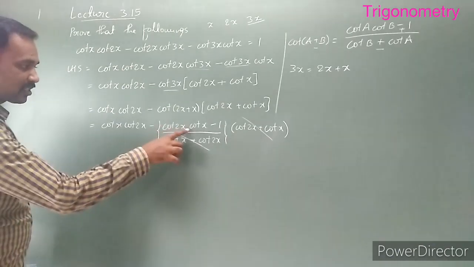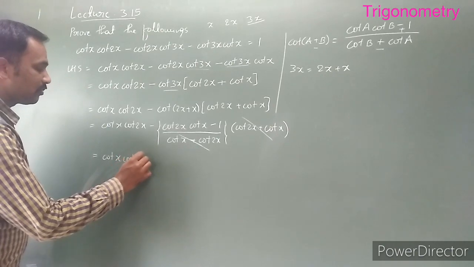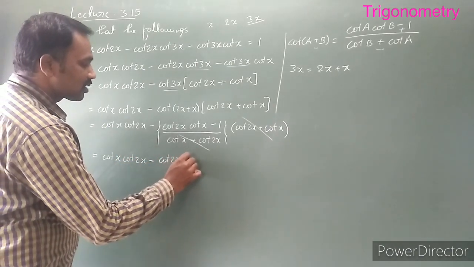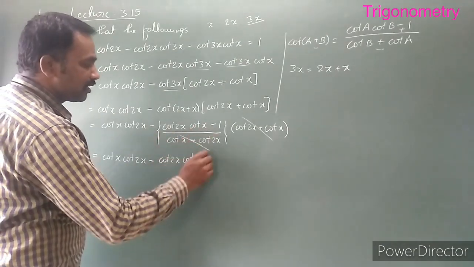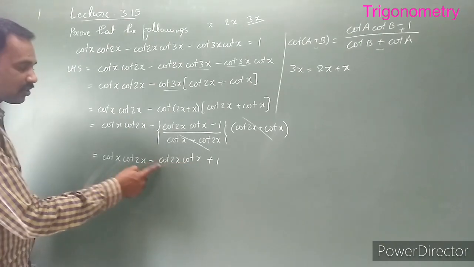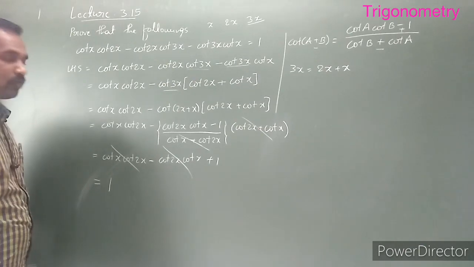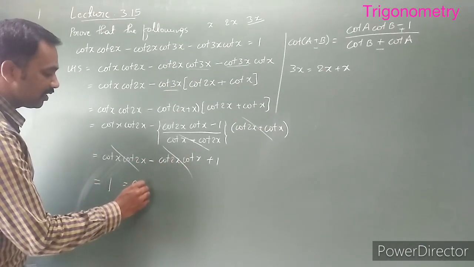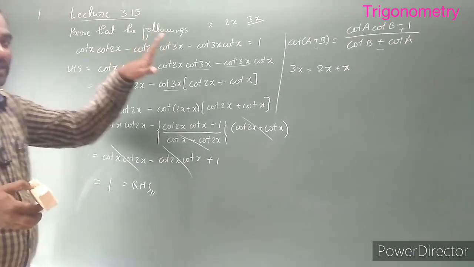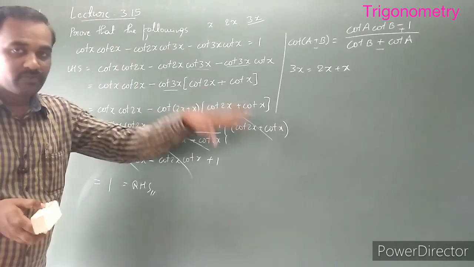What is the remaining value? Minus times of this one. Write the remaining value: cot x cot 2x minus times of cot 2x into cot x minus 1, so minus minus plus 1. Cot x cot 2x and cot x cot 2x, the negative sign and positive term get cancelled. What is the final value? 1 is left, hence the required RHS. This is how we have to solve the problem. So you might have a doubt about how we take cot of x common and what is suitable.